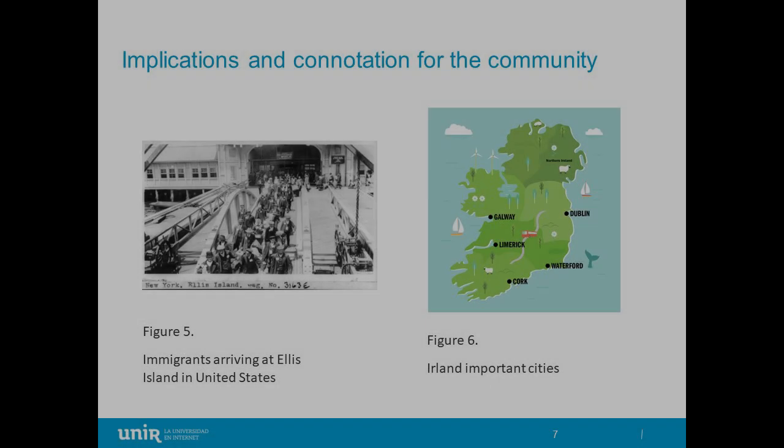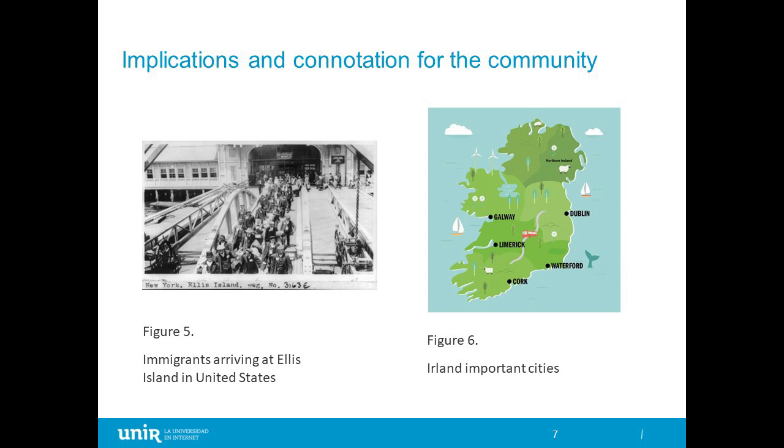Talking about the implications and connotations for the community, I would like to talk about this section in two parts. The first one is about the past, and the second one will be about the present, what is happening nowadays. Well, the first part is something that we already know. Due to the war, the Second World War and so on, many people migrated from Ireland to the United States, to Ellis Island, and this decreased the number of Irish speakers on the island and promoted the increase of English speakers in the country.